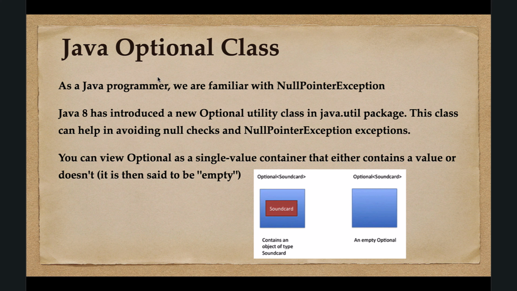Java 8 has introduced a new Optional utility class in the java.util package. This class can help in avoiding null checks and null pointer exceptions. If you can see this diagram over here, the Optional class acts as a single value container that either contains a value or does not.